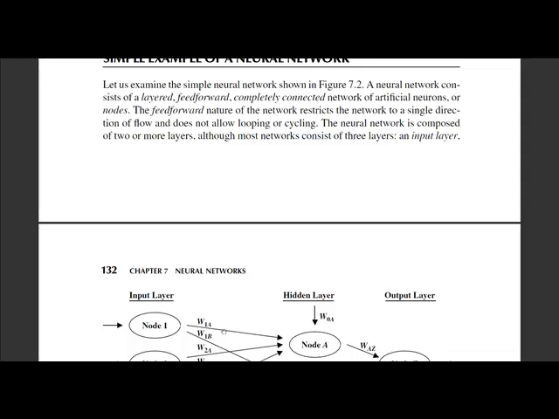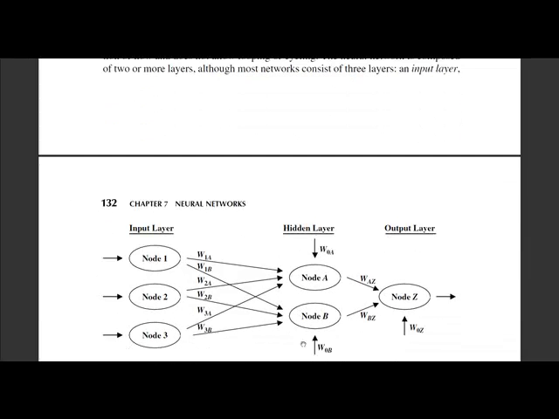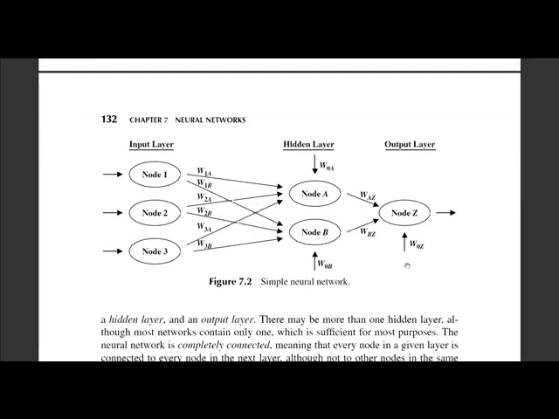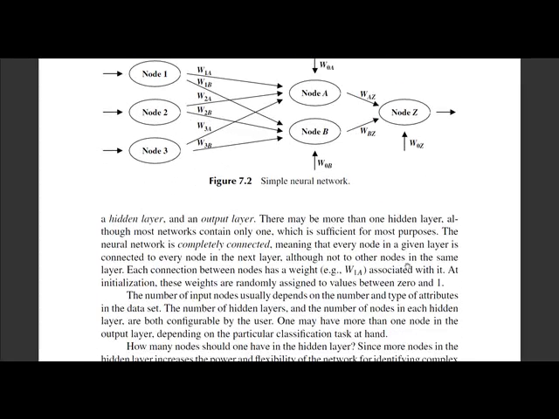The neural network is composed of 2 or more layers. In this case, there are 3 layers. Although most neural networks consist of 3 layers: an input layer, the hidden layer, and the output layer. There may be more than one hidden layer, although most networks contain only one, which is sufficient for most purposes.